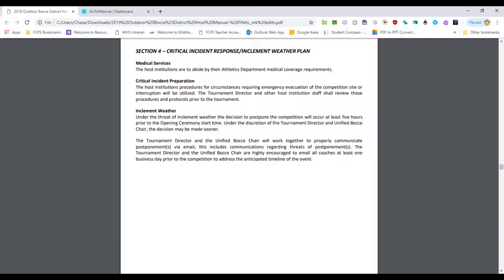Tournament director and the unified bocce chair highly encourage to email all coaches at least one business day prior to competition to address the anticipated timeline of the event. If the weather is not looking great for your competition and you're looking to delay, please get a hold of me as soon as possible so I can help you guys with any kind of communication or any kind of judgment calls. Just get a hold of me. You guys have my email and my number.